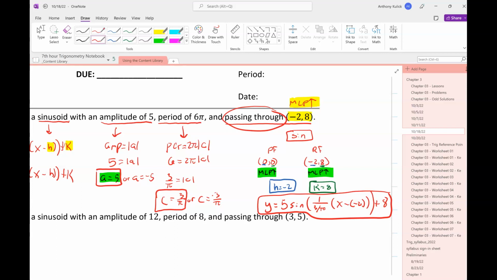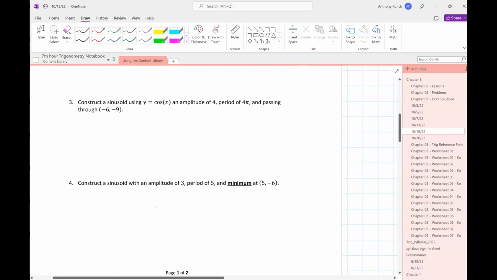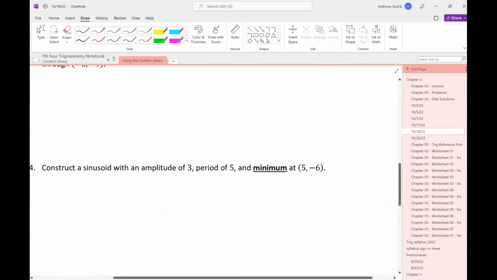What would make this problem more difficult? What's the next thing we could do to make this more difficult? Well, we could specify what that point needs to be. Let's see how this problem changes when we do that.